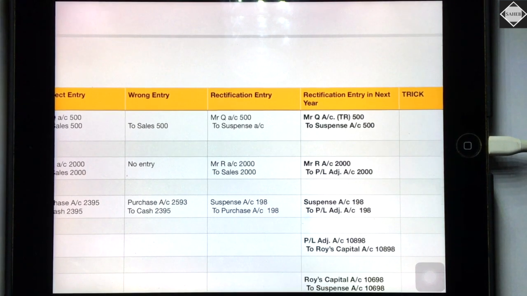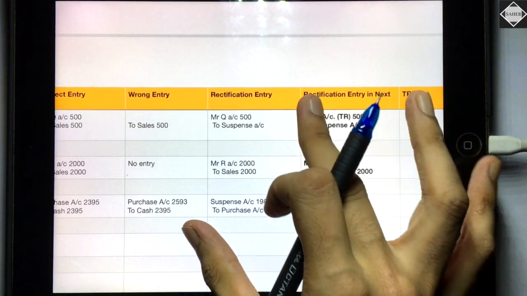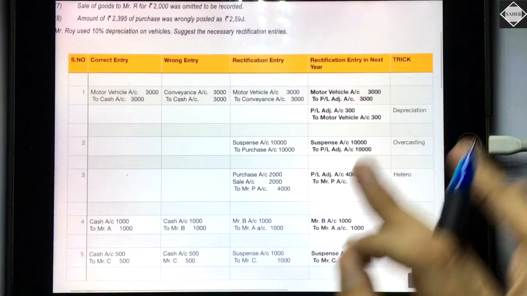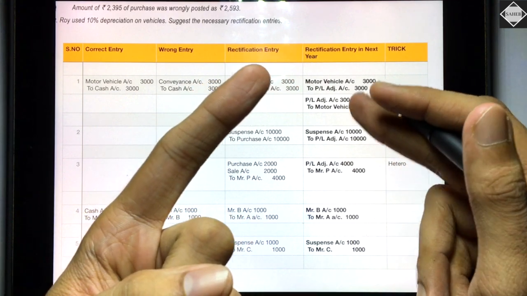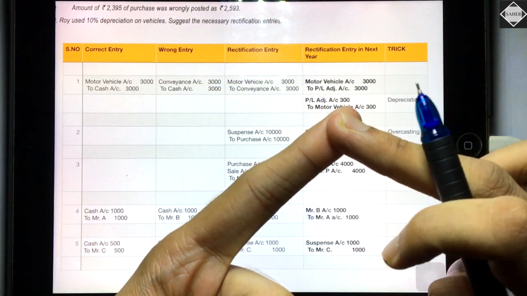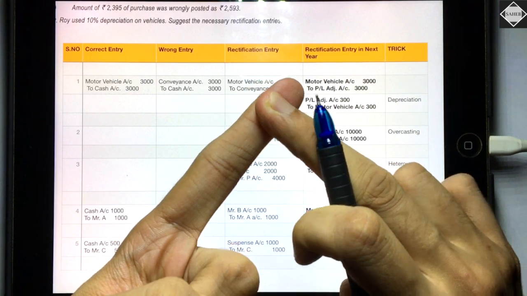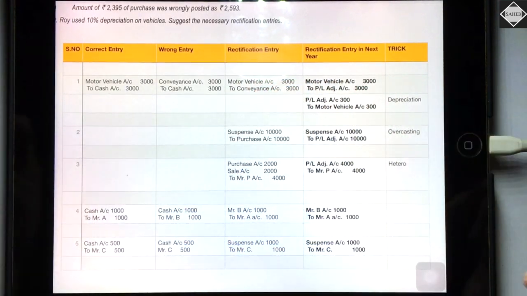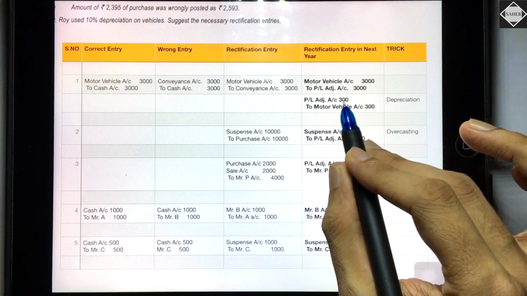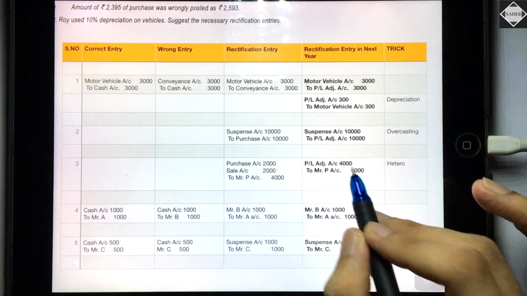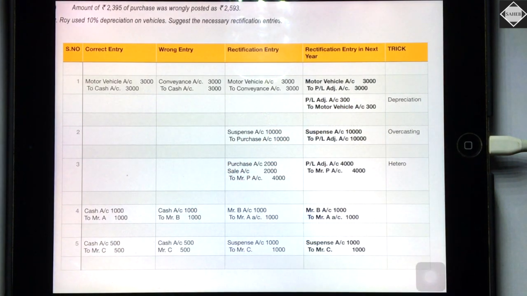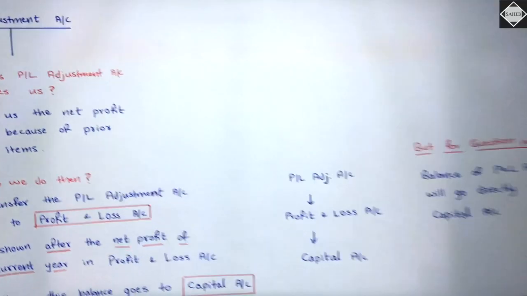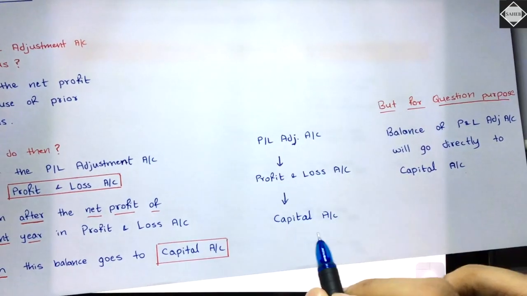Clear? Easy. Now what you have to do? Now it's really simple. See here. In these entries, you have used a dummy account which you opened, that is P&L adjustment account. So there is a balance in P&L adjustment. See here, P&L adjustment is getting credited, here debited, here credited, and then again here debited. Where does that balance go? That balance, we all know, goes to profit and loss account, main profit and loss account, and then to capital account.